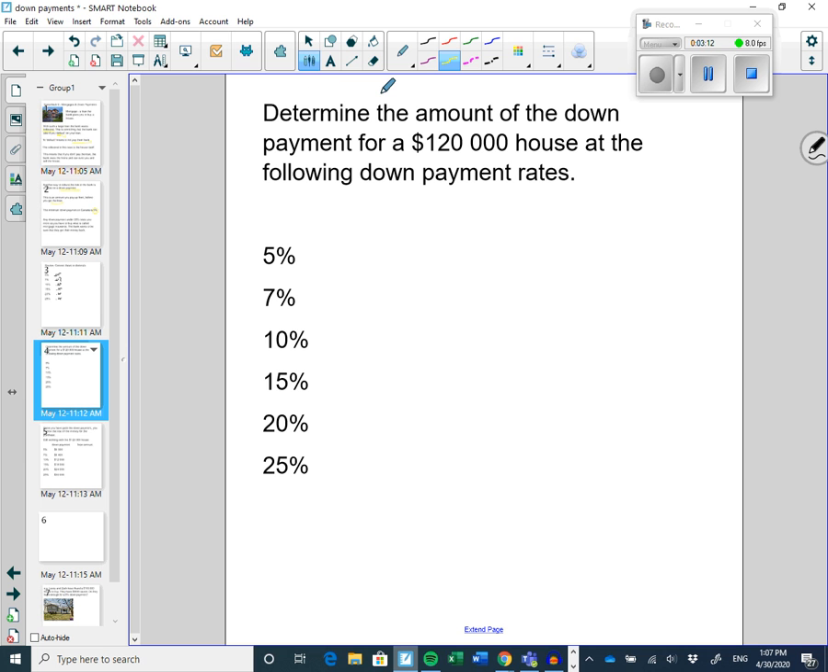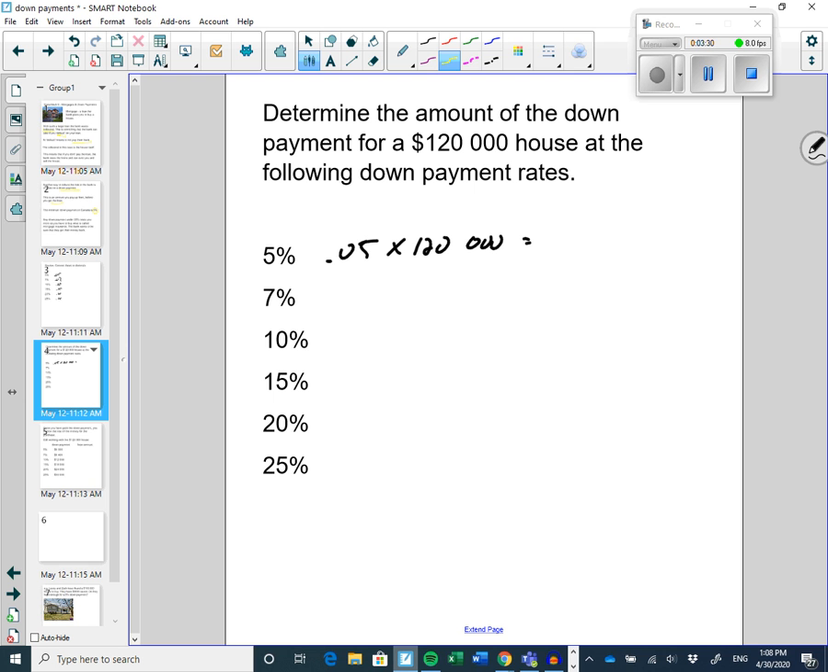Okay, so what we are going to do here is determine the amount of the down payment for a $120,000 house at the following down payment rates. So the absolute smallest amount is 5%. So this is going to be 0.05 times 120,000.